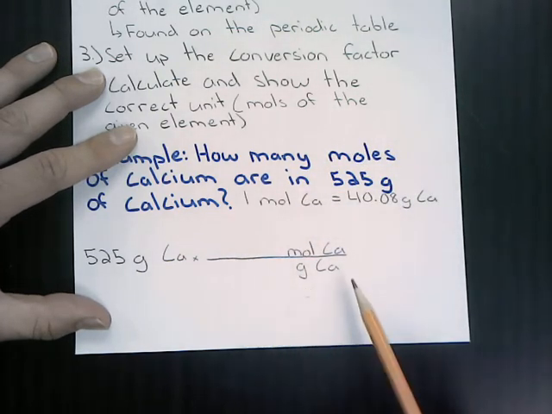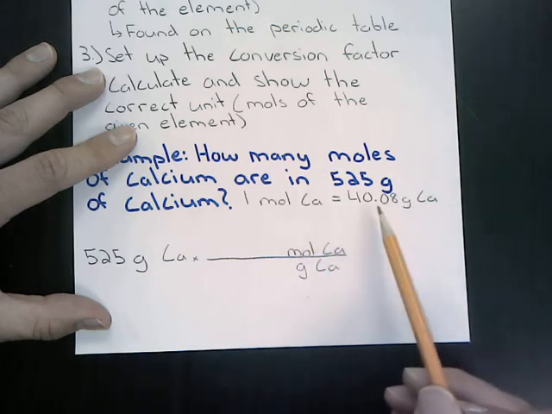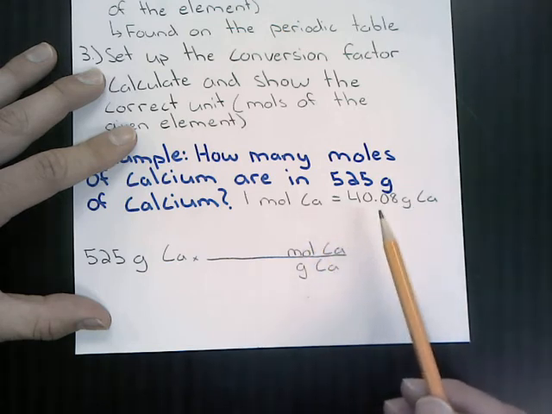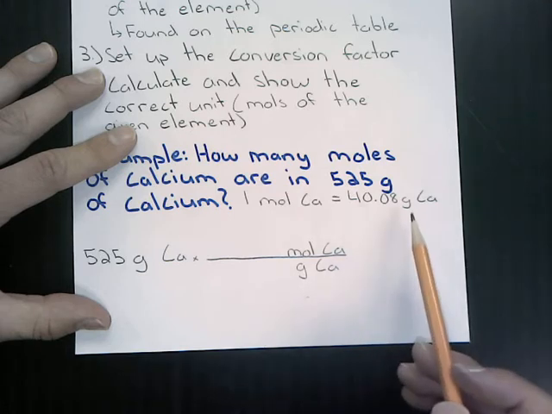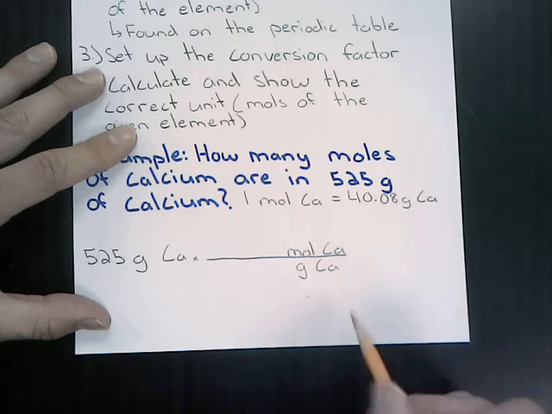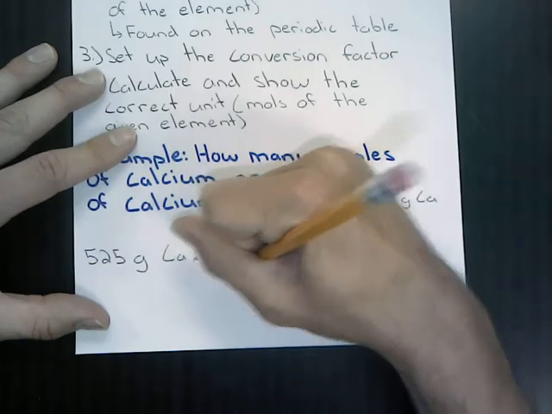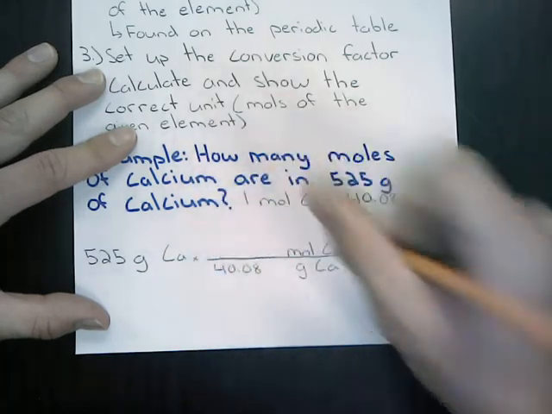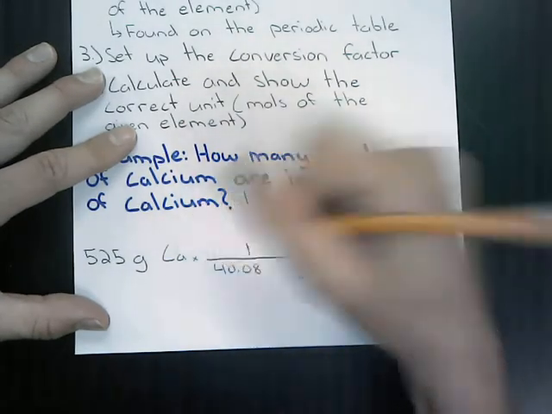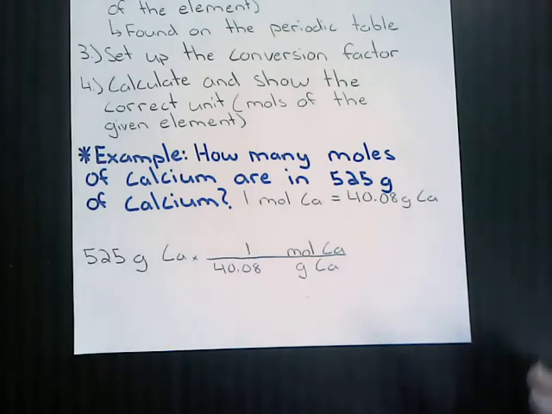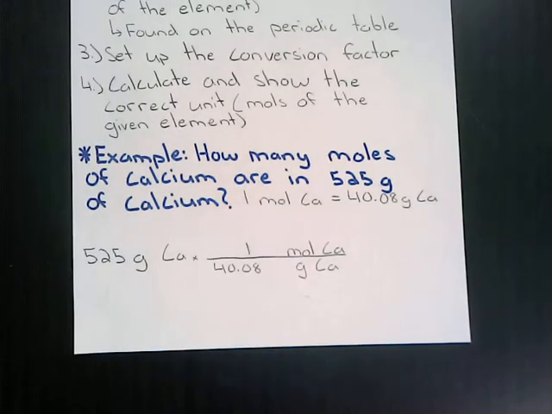And now again, the numbers next to each of these units in my conversion factor are going to be placed in our problem. So next to grams in the conversion factor is 40.08, so I put down 40.08, and then next to moles is the number 1.